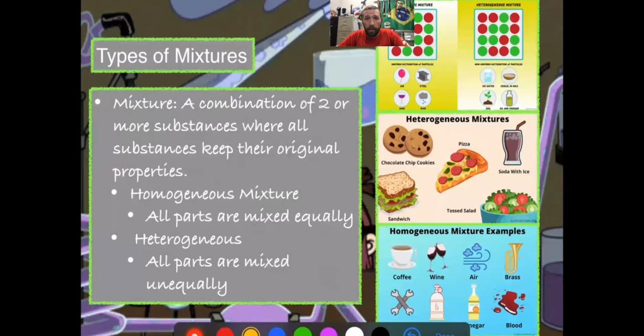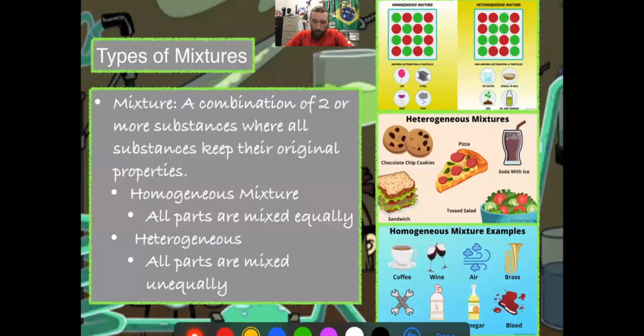So, some examples. I'm going to move my camera box here so we can see this stuff. Up here at the top, you'll notice every green has a red, and they're nicely evenly mixed together. That is what homogeneous looks like if I'm looking at a mixture at the atomic level. Okay? Same thing with the air that you're breathing right now, and so on and so forth.